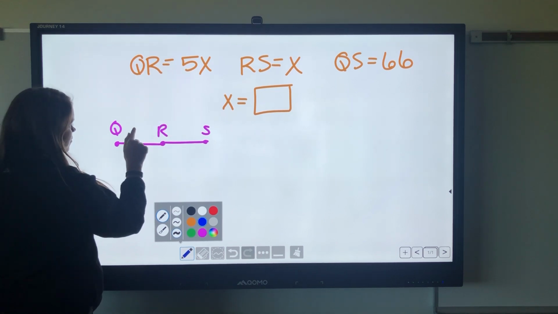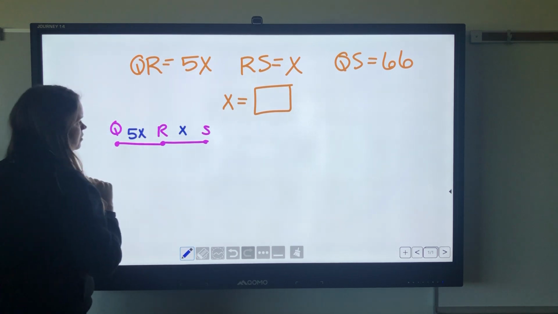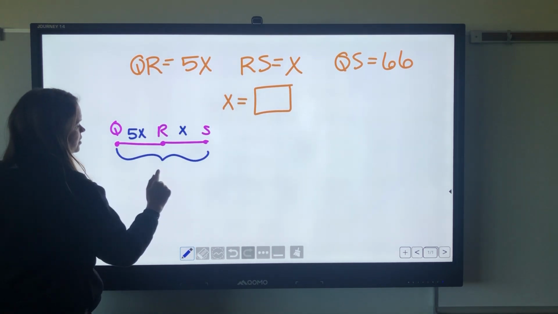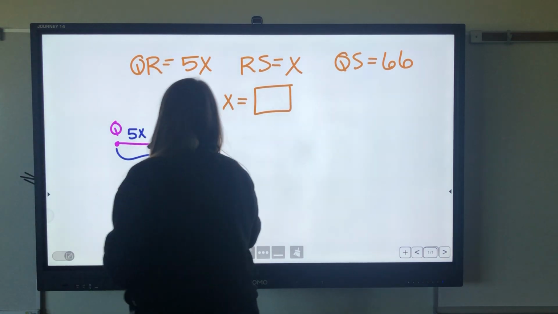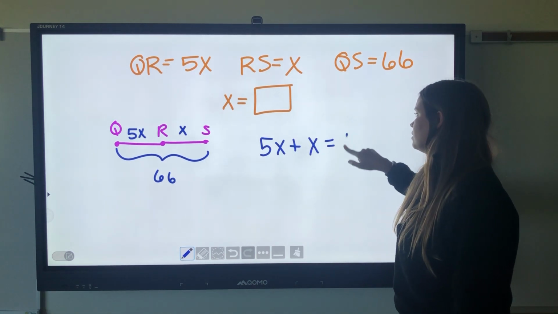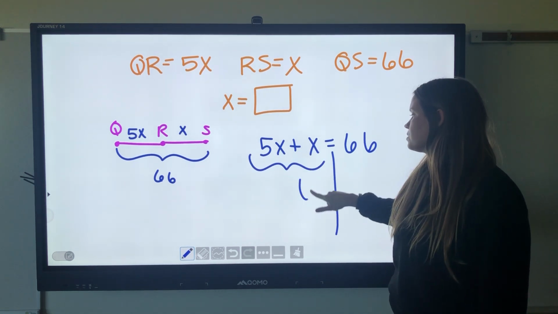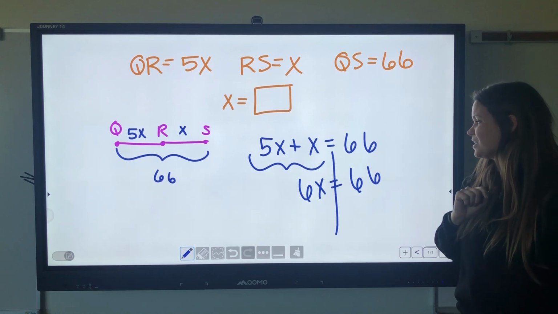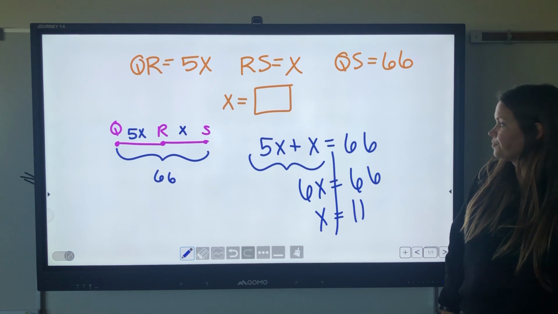QR is 5x, so this one is 5x. RS is x. And QS is 66, so the whole thing is 66. And now you should be able to set up the segment addition postulate. So you know that 5x plus x equals 66. Now you just do algebra. Combine like terms. And 66 divided by 6 is 11. So that's how you're going to do that one.